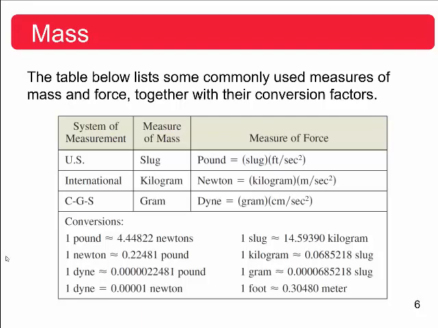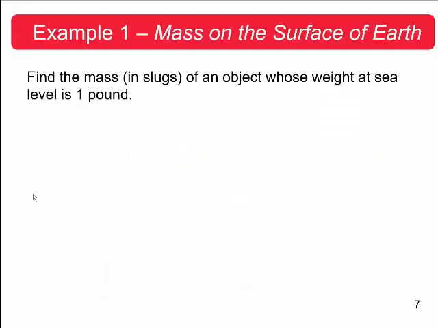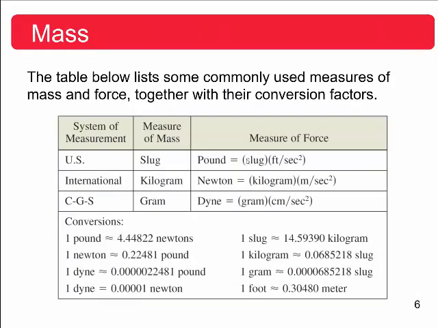And so you can kind of see things like a slug. A slug is equal to basically pounds divided by feet divided by seconds squared. And we've talked about some of these other ones in previous lectures. Okay, some conversions here for you as well. Okay, so let's talk about finding the mass in slugs. So going back, how you would define a slug, okay? A slug would be equal to pound divided by feet divided by seconds squared, okay?